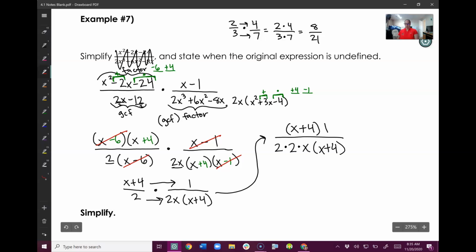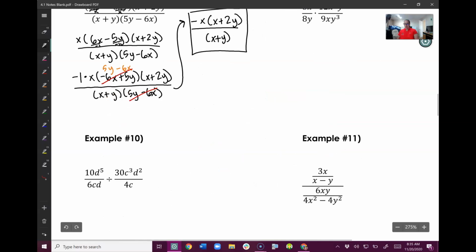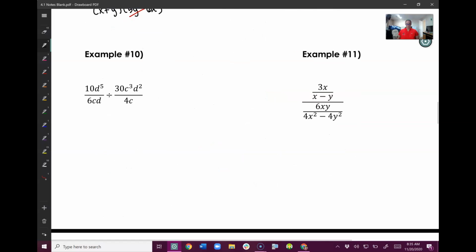And now we notice, hey, I have another glue term that's going to cancel on top and bottom. Sweet. There's my puppy. So I have a 1 left on top, and then I have a 2 times x. So a 4x left on bottom. And that's our answer. So that's all multiplying is. Multiplying is not bad. You just multiply straight across and then cross things out, simplify just like what we've been doing this whole time. So now let's look at dividing.